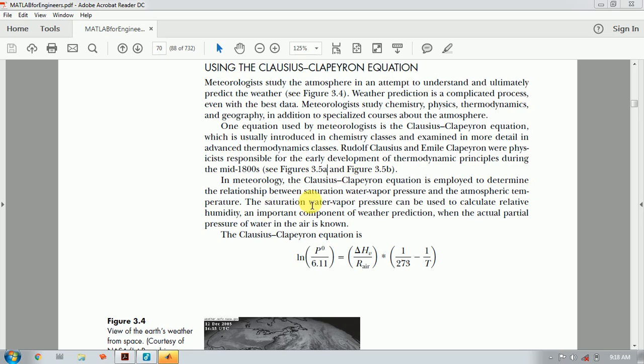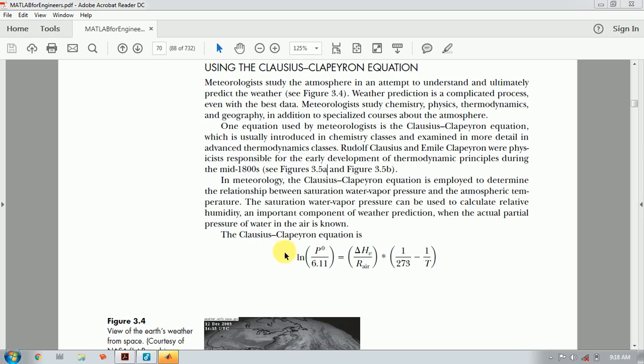In meteorology, the Clausius-Clapeyron equation is invoked to determine the relationship between saturation water vapor pressure and the atmospheric temperature. The saturation water vapor pressure can be used to calculate relative humidity, an important component of weather prediction, when the actual partial pressure of water in the air is known.